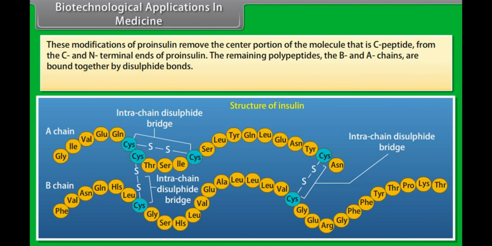These modifications of proinsulin remove the center portion of the molecule, that is C-peptide, from the C and N-terminal ends of proinsulin. The remaining polypeptides, the B and A chains, are bound together by disulfide bonds. The C peptide is not present in the mature insulin.